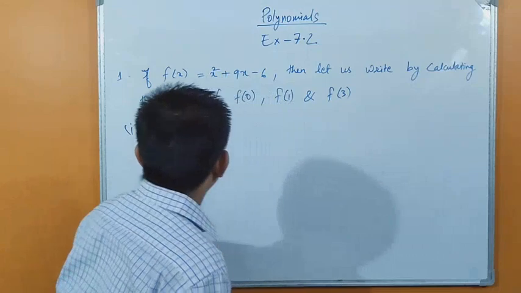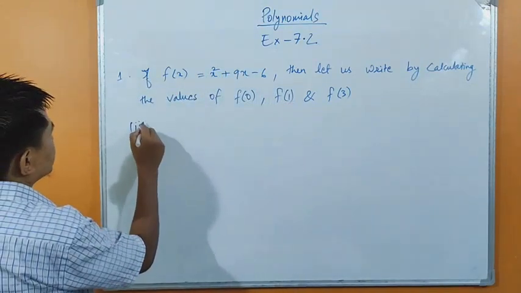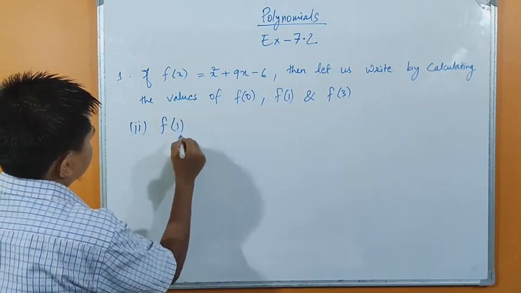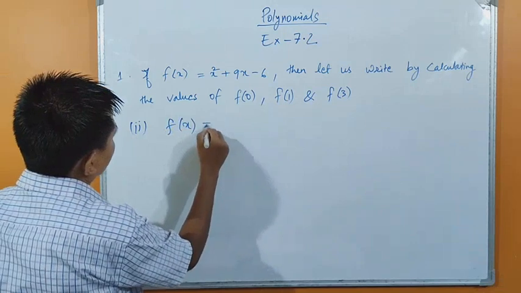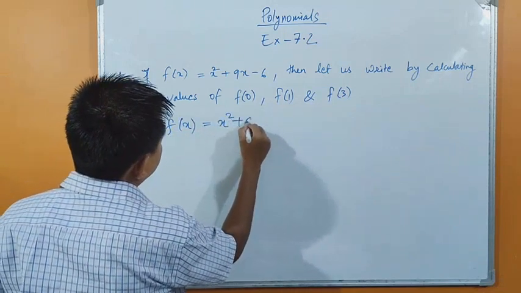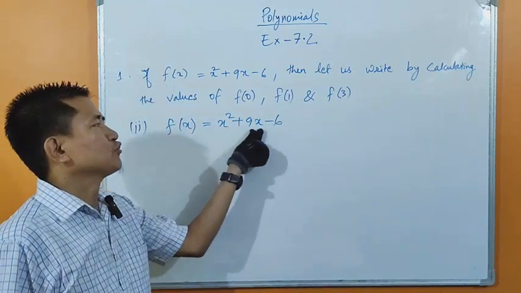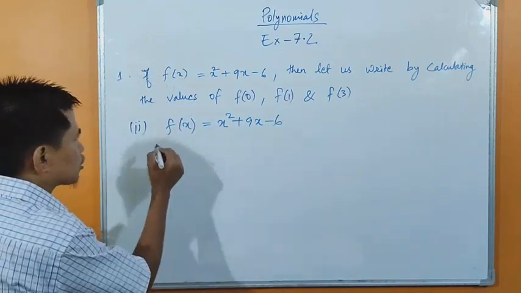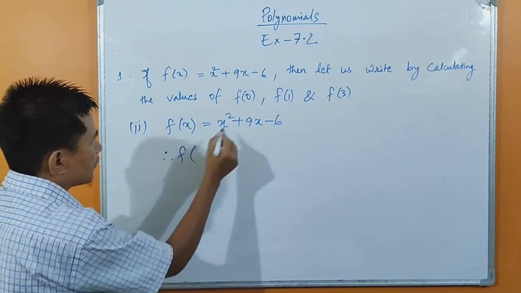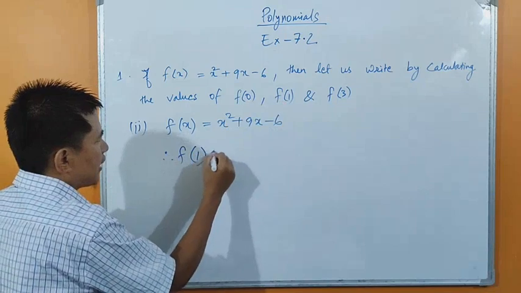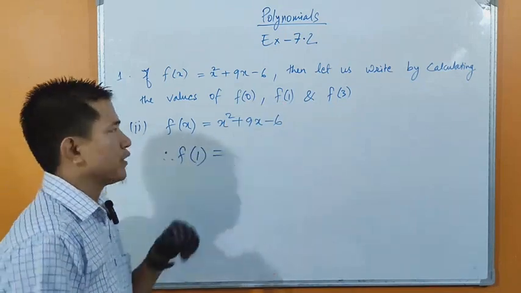Now let us move to the next question, that is number 2, f(1). Since f(x) equals x squared plus 9x minus 6, we are asked to find the value of f(1). f(1) means instead of x, we need to put 1.